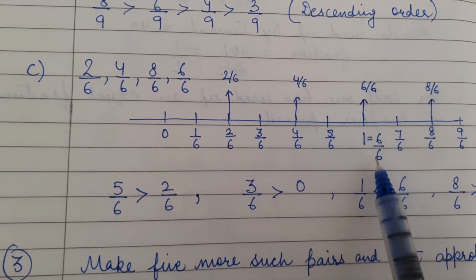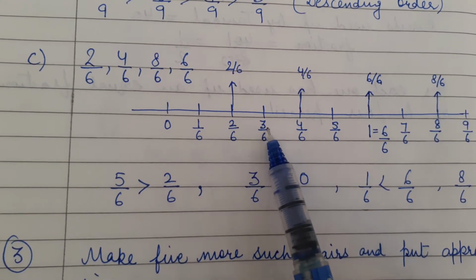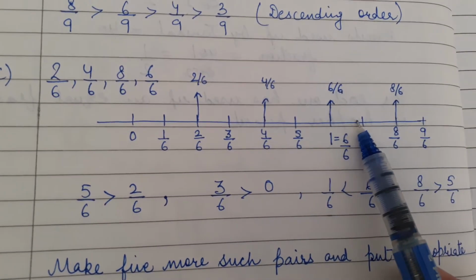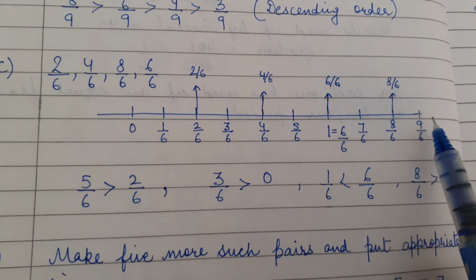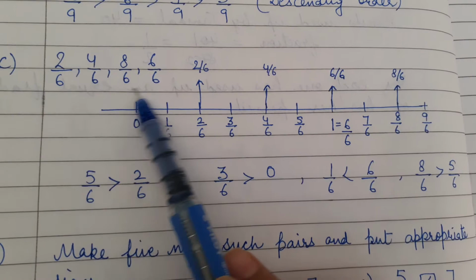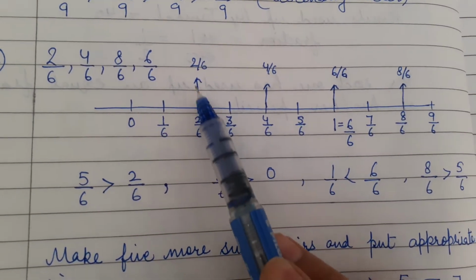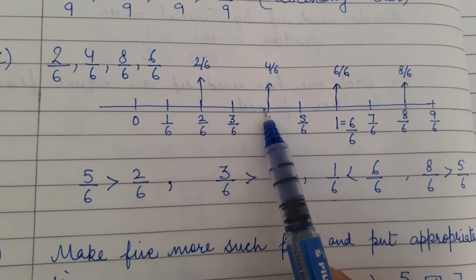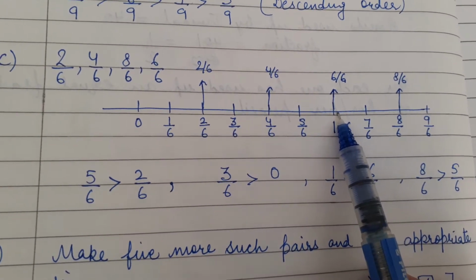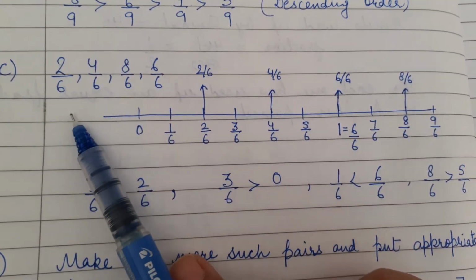1 will be equal to 6 by 6. So after 0 we'll write 1 by 6, 2 by 6, 3 by 6, 4 by 6, 5 by 6 and 6 by 6. Then 7 by 6, 8 by 6 and 9 by 6. So this is our number line and we have to mark these 4 fractions. Here is 2 by 6, mark it. 4 by 6, here is 4 by 6. Then 8 by 6 and then 6 by 6. In this way we will draw the number line to represent all the 4 fractions.